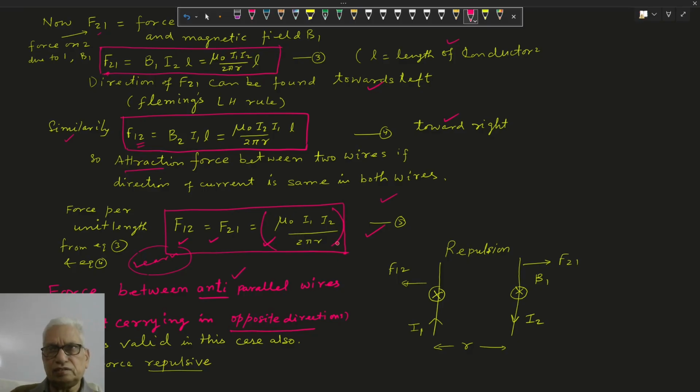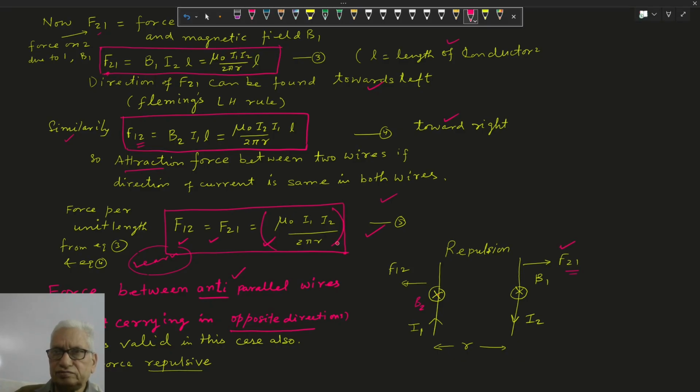Now if the currents are in antiparallel directions, meaning current in one, I1, is upward, I2 is downward, then because of this I1 the magnetic field is mu naught I1 upon 2 pi R, because of this B2 is mu naught I2 upon 2 pi R, और यहाँ पर मैग्नेटिक फील्ड इनवर्ड हो गया दोनों, using the right hand curl finger rule. B1 B2 दोनों ही इनवर्ड है. Now using Fleming's left hand rule, inward magnetic field, current downward, this is the force on 2 due to 1 is away.